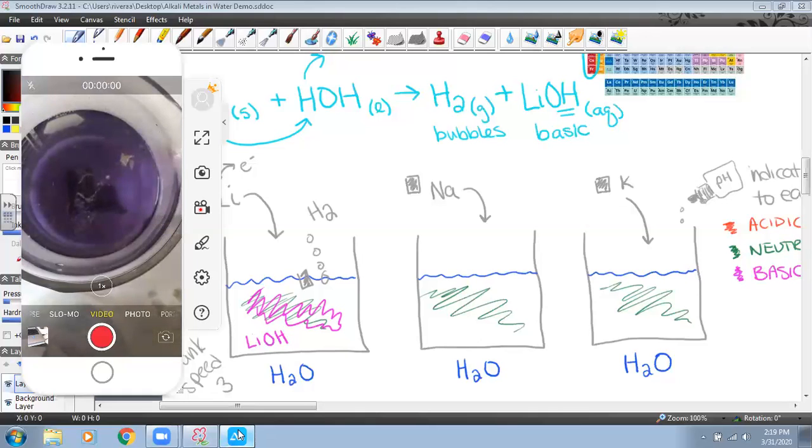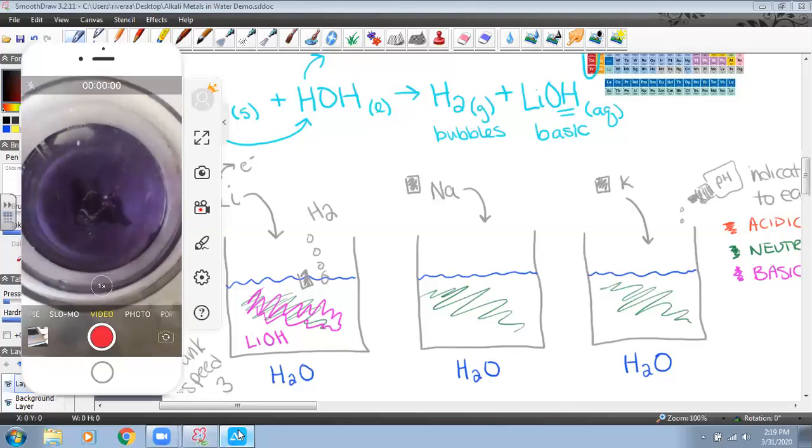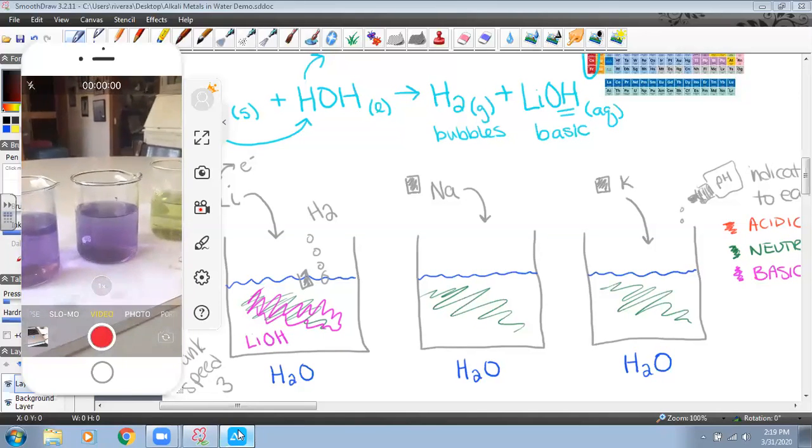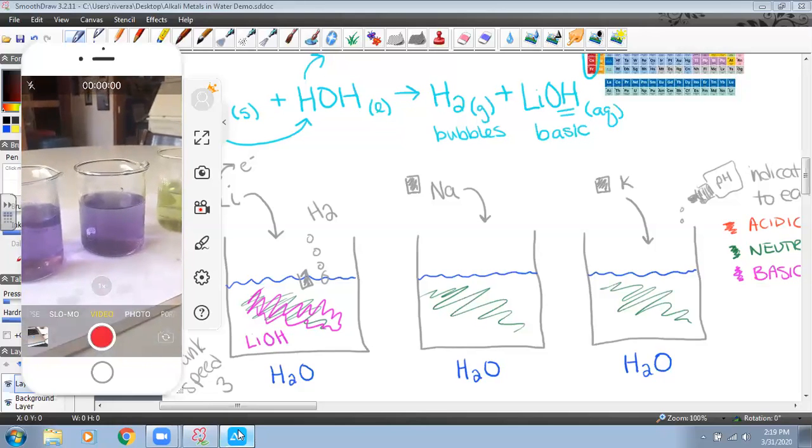Come on. Nope, it doesn't feel like sparking today. Not today. All right. Again, the purple color, the production of a base.